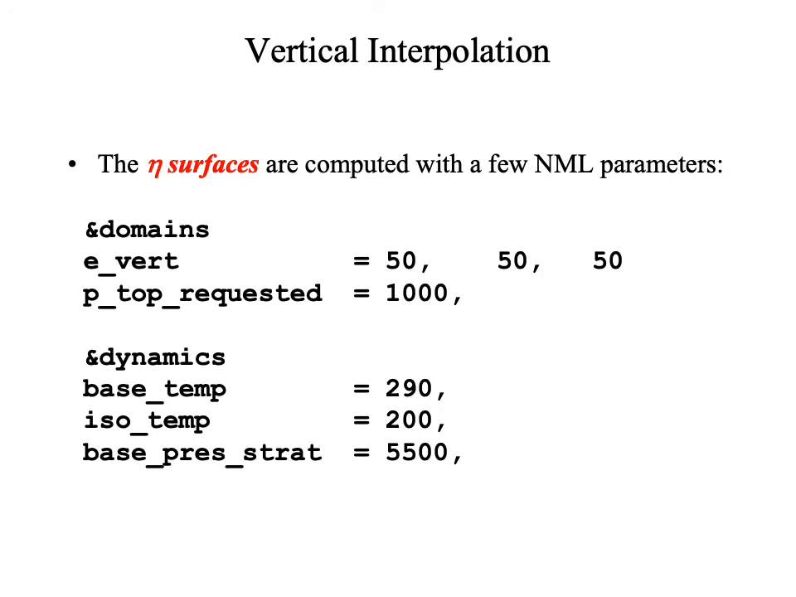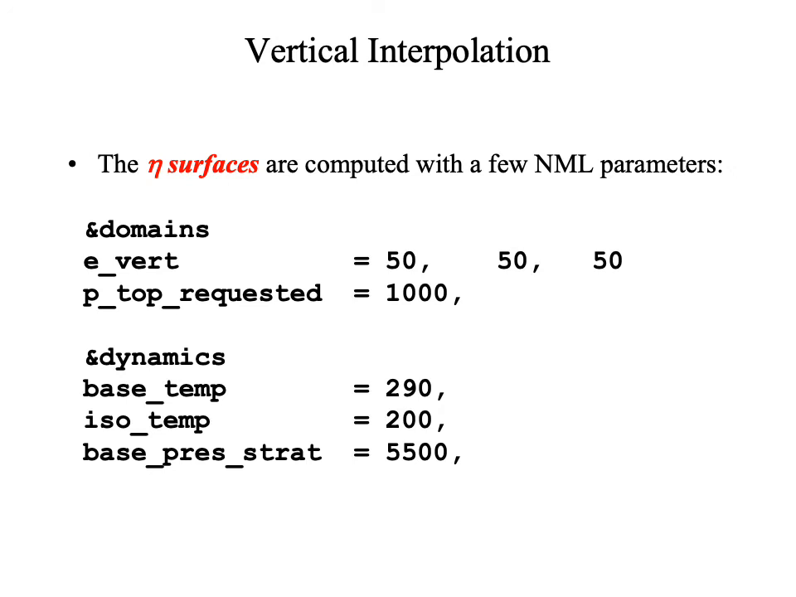There are a few constants that a user can provide. The temperature at the surface at sea level for the model, actually at 1,000 hectopascals. The isothermal temperature, that the model would not get colder than above the tropopause, and the stratospheric base state pressure. These are reasonable defaults that are inside of the WRF model.